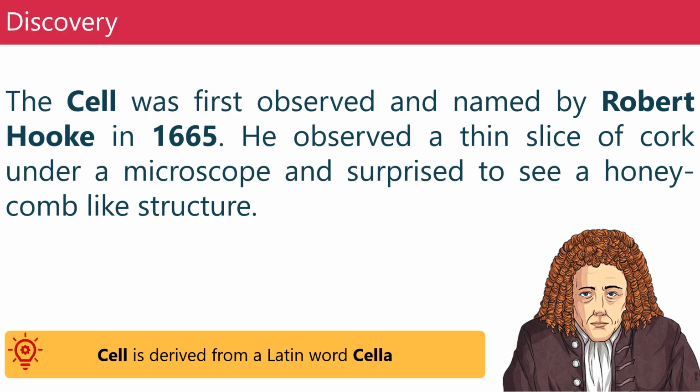Robert Hooke is credited with coining the term cell in 1665. What he did was, he observed a thin slice of dried cork in his compound microscope built by himself, which appeared to him as a honeycomb.